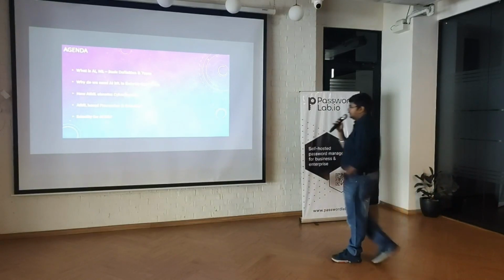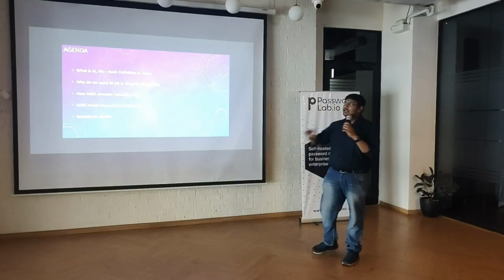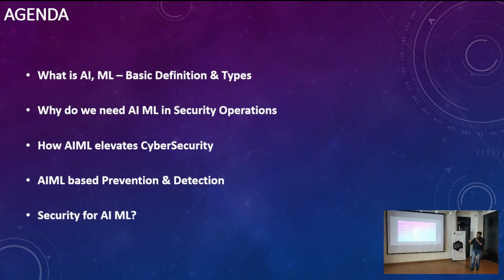So this is the agenda, and as I mentioned, Pratik has already covered it for me. What is AI? What is ML? Basic definitions, types. Why do we need AI/ML in security operations? How is it actually elevating cybersecurity? The AML-based prevention and detection tools and techniques. We had some discussions in the earlier session also. Security for AML is something we have to start discussing and researching because, as Pratik already mentioned, that is going to be the future. Moving on.